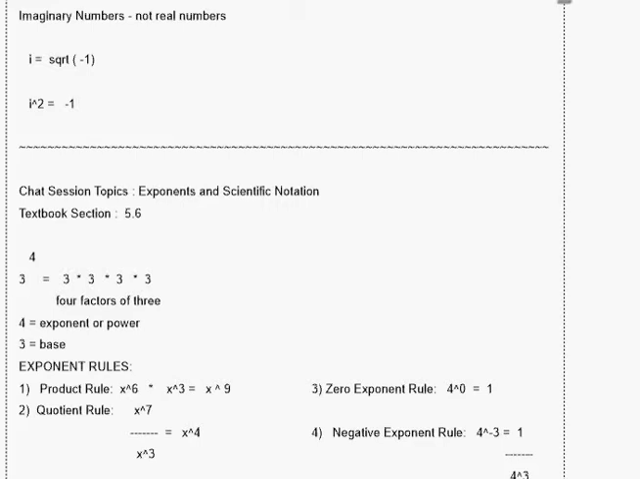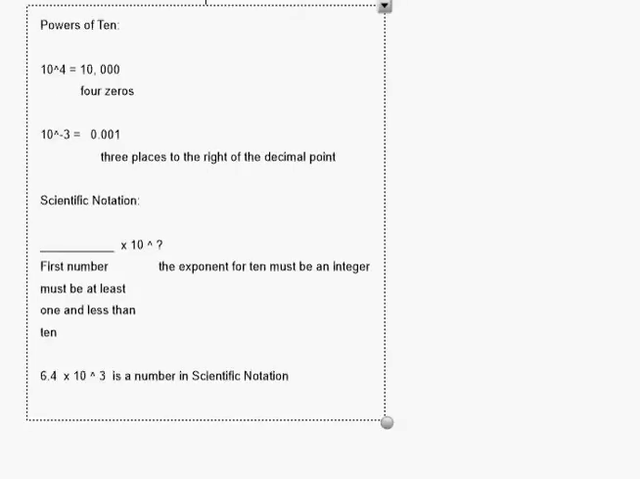Product rule, x to the 6th times x to the 3rd equals x to the 9th. When we have the same base, we add exponents. Quotient rule, when we are dividing with the same base, we subtract the exponents. So x to the 7th divided by x to the 3rd equals x to the 4th. Zero exponent rule, 4 to the 0 is equal to 1. Negative exponent rule, 4 to the -3 equals 1 over 4 to the 3rd. We take the reciprocal and change the sign of the exponent.